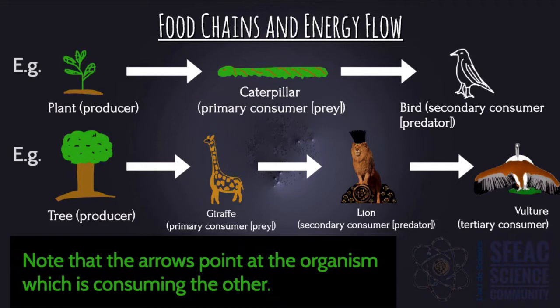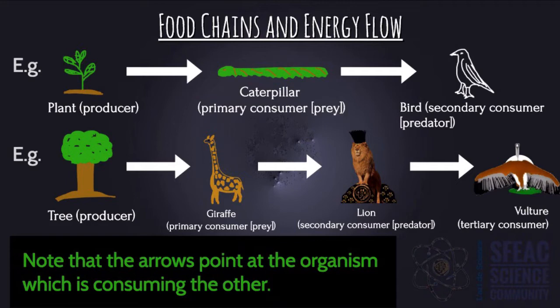And then we have our second example, which is the tree as the producer. The leaves of the tree are fed on by the giraffe, which is the primary consumer, which is also called the prey. And then the lion is the secondary consumer, which is the predator in that food chain. And then we have a vulture, which is the tertiary consumer. Note that the arrows point at the organism which is consuming the other. That's a very important point.